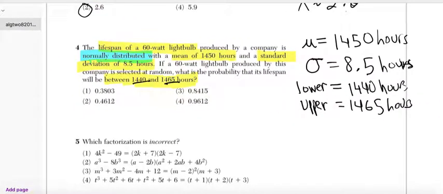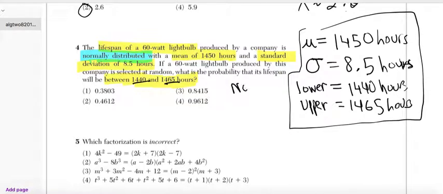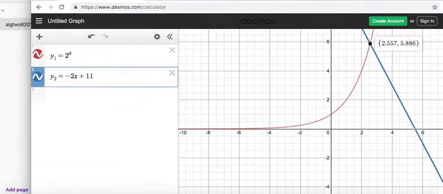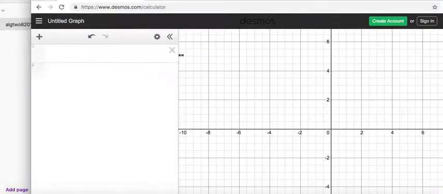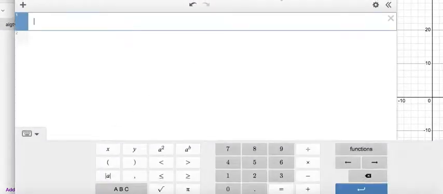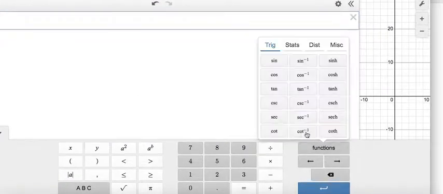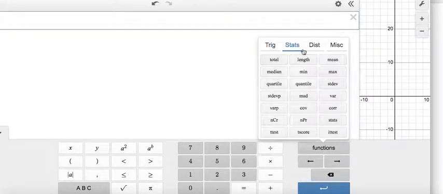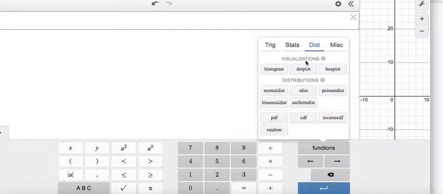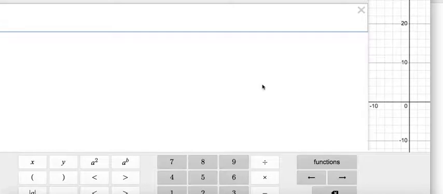So what you're going to do is, some calculators will allow you to enter these values in a normal distribution, and then from there, get the percentage. I'm going to use, believe it or not, the Desmos graphing calculator. I'm going to clear all this out. I don't need the graph, but what I will do is take out the normal distribution calculator. So I go to functions, statistics, distribution, and then I want normal distribution.